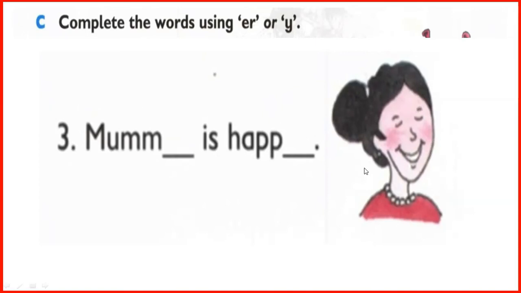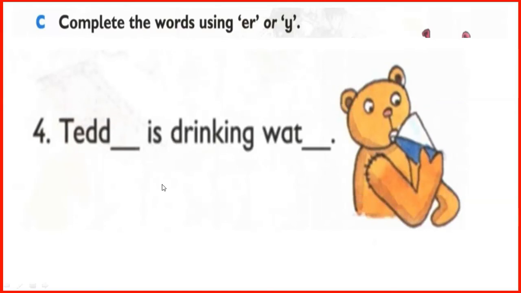Look at this. This is mummy. Mummy is happy. She looks very happy. Mummy is happy. We put here y. Mummy is happy. And we again put here y. Okay, mummy is happy. The fourth one, this is the last.